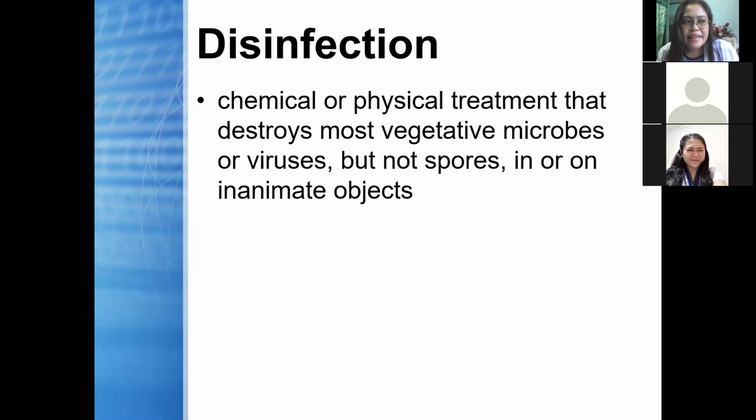And then disinfection, this one is for inanimate objects. You are applying chemicals to kill or prevent the growth of microorganisms on inanimate objects. But take note that when you say disinfection, it can only kill bacteria in their vegetative state. When we say vegetative state, what are they? They are actively dividing. So our disinfectants cannot kill spores.